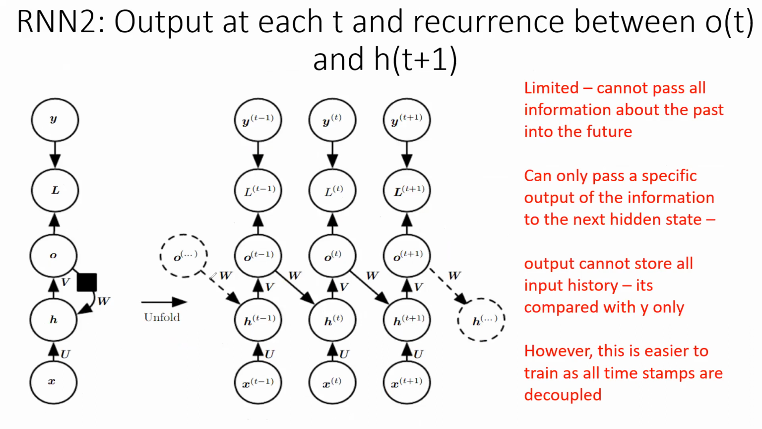Second model के अंदर हम करते ये हैं कि we are not connecting in this way. Rather, we are connecting the output of the previous timestamp to the hidden layer of the next timestamp. So these connections are not there. So I'm not actually passing the information directly from hidden state to hidden state. Rather, I am just passing the information of the previous output to this one.